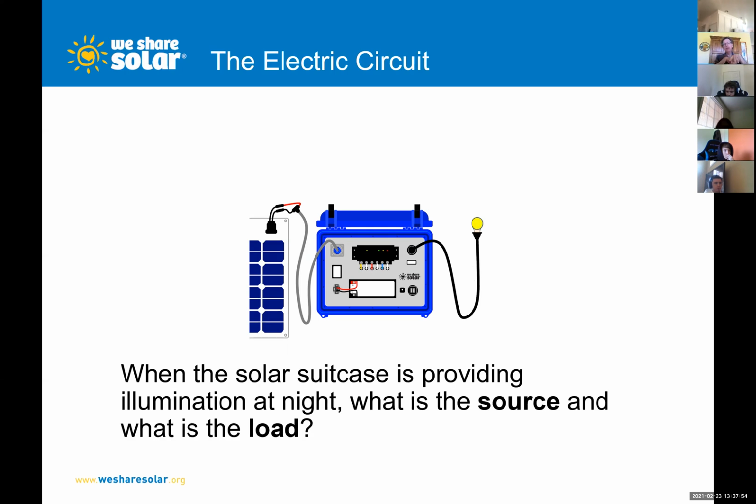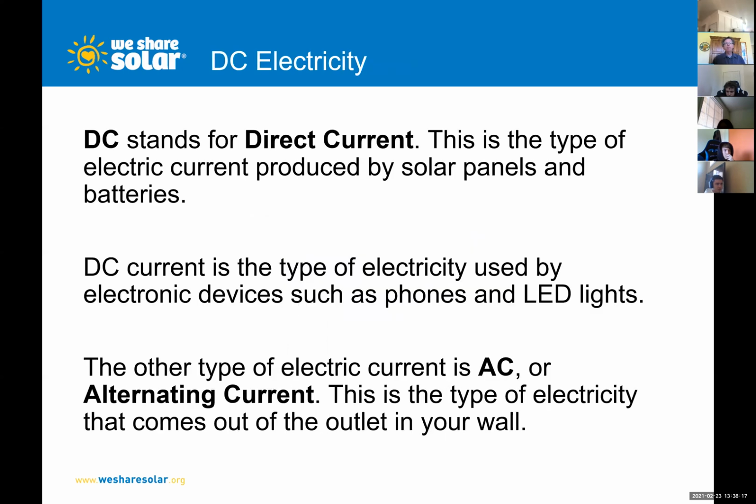So here's a different scenario. And you can see I turned on the light and made it yellow. Now it's nighttime. Somebody else, what's the source and what's the load? The source is the battery and the load is the light bulb. Yeah. So here we go. We talked about how the battery can be a source or a load.